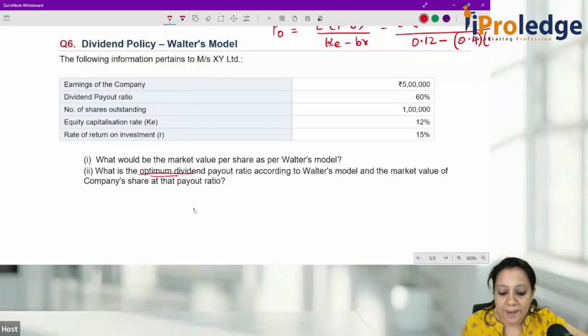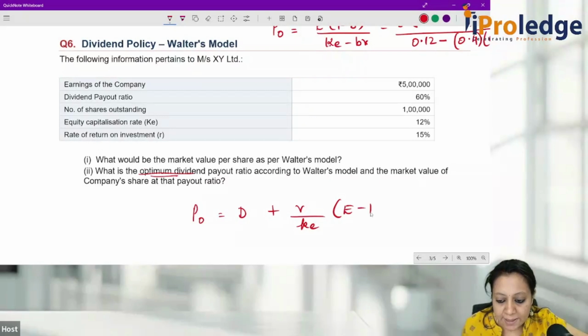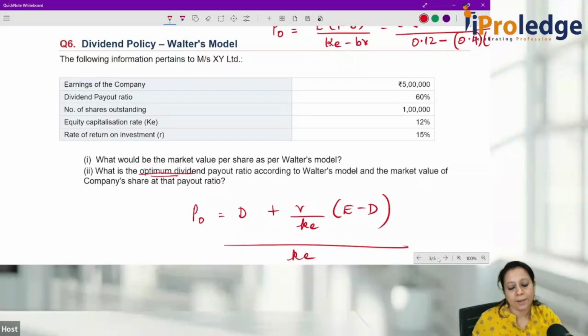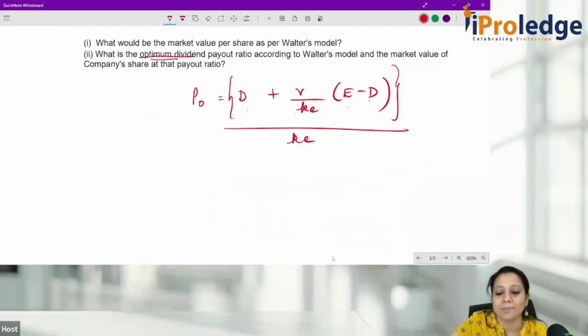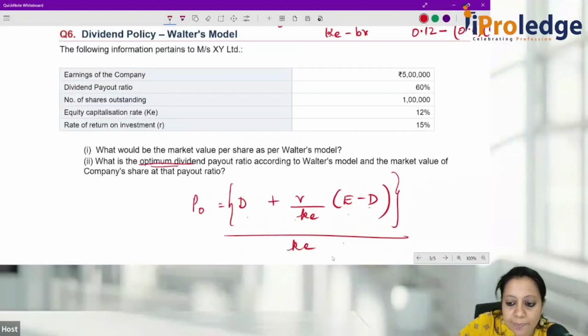So what is the price of the share? P0 is equal to D plus R divided by KE into E minus D, the whole divided by KE. I hope everybody is able to remember it. I told you this numerator looks like the CAPM formula also. RF plus beta times RM minus RF, that is KE, divided by KE, everything I told you. Now what is D?